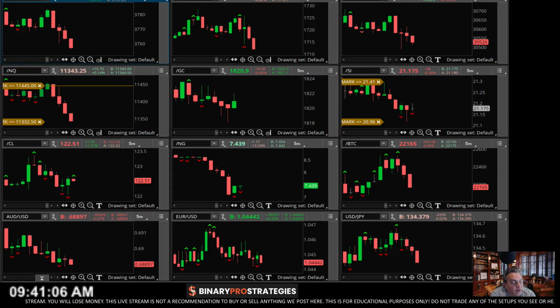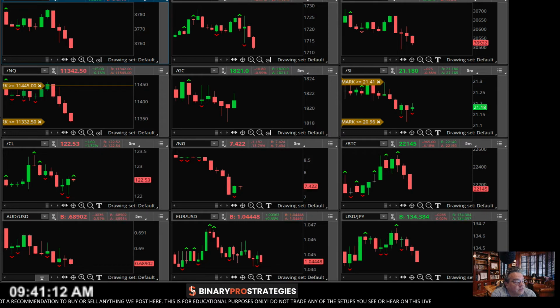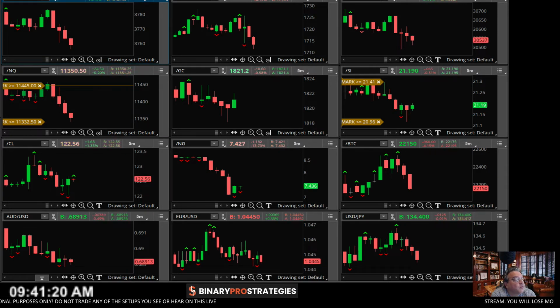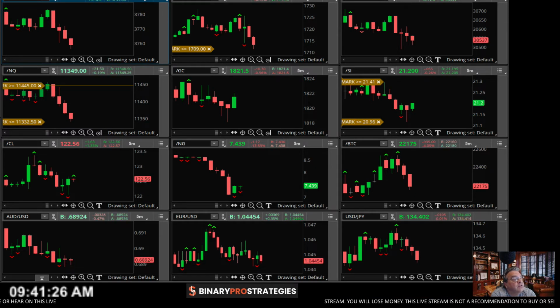New target on RTY is going to bring you down to 1709. That is going to be the profit target, 1709. And reversal is going to be 1724.